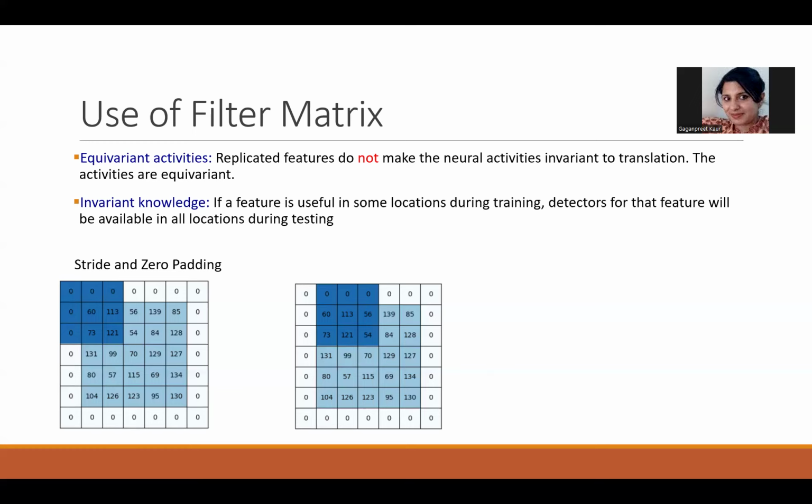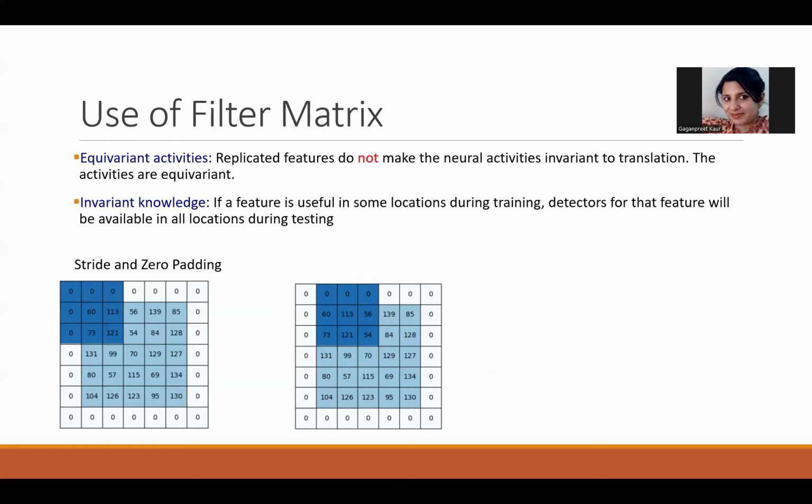Next is invariant knowledge. It is traversing location-wise, which means it makes my feature extraction locationally invariant, so that I am able to get the features which are distributed anywhere across the image. So even if the image is rotated or scaled, it is able to get the features out.